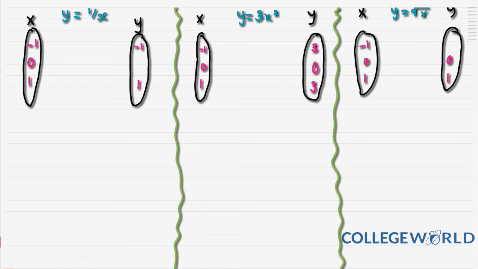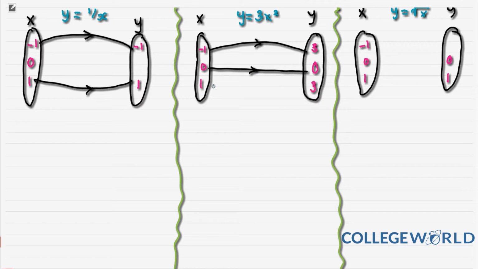Our 0 is going to lead to 0, and our 1 is going to lead to 1. Now, if we want to show this relationship, the way we're going to draw it is arrows from x to y. Now, this 0 is not leading anywhere, so there's no arrow from it, and we're going to be doing this, this, and this.